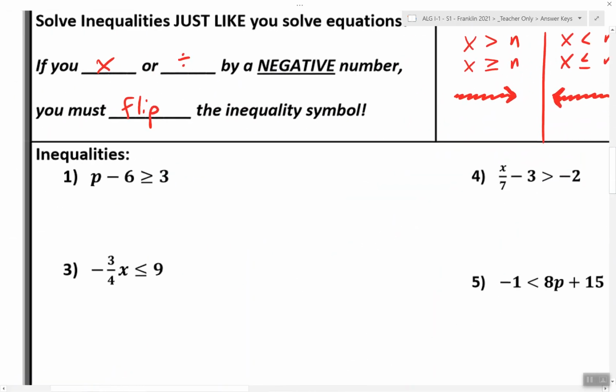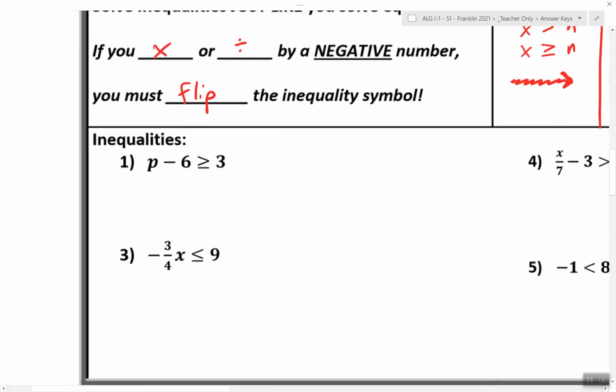So let's get to work. We got number one here. We have p minus 6 is greater than or equal to 3. This is a one-step inequality. Let's go ahead and add 6 to both sides.